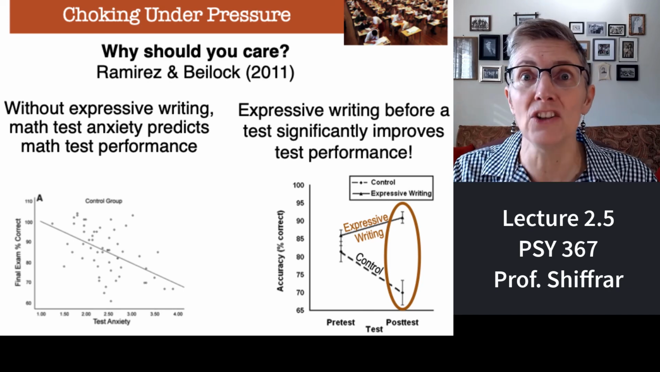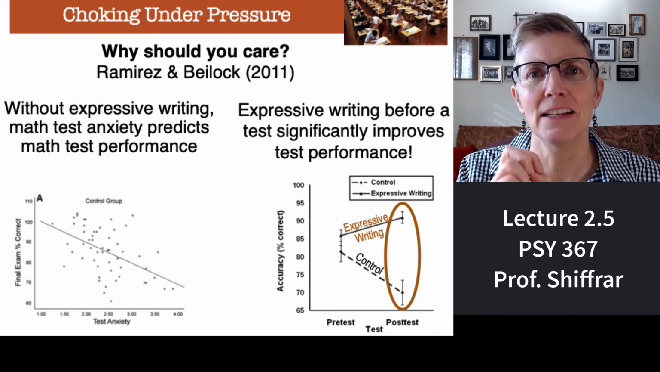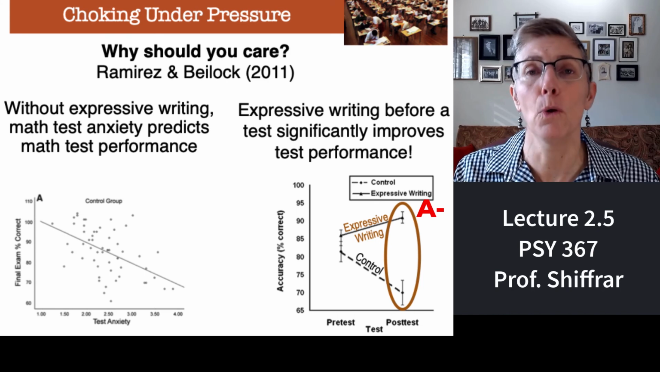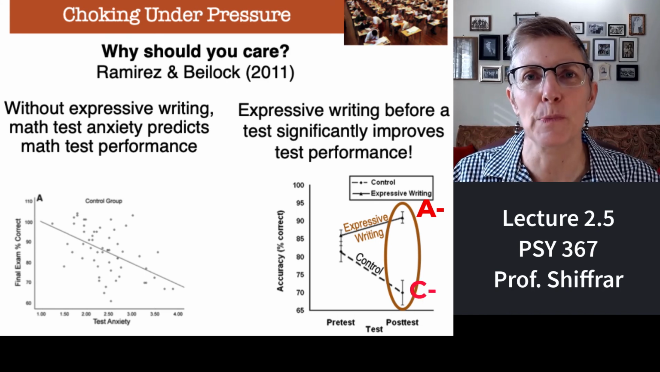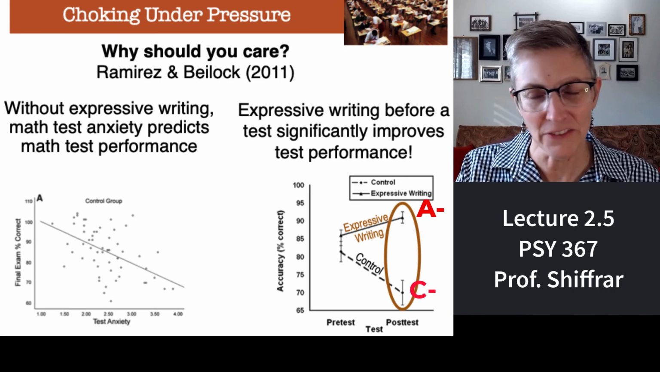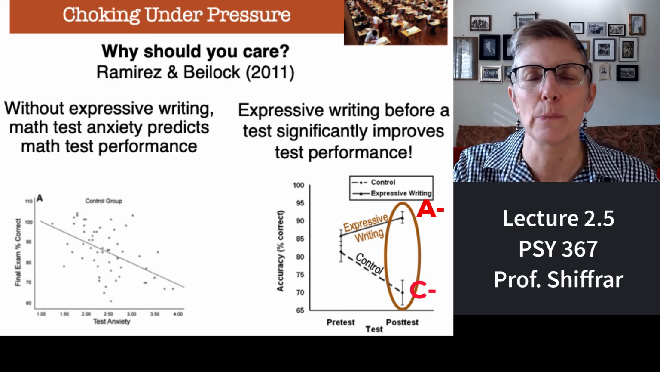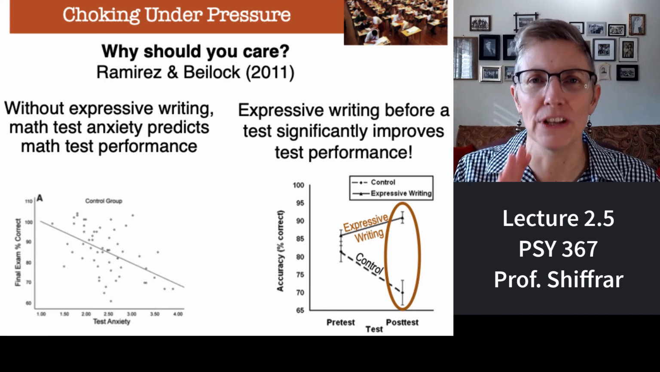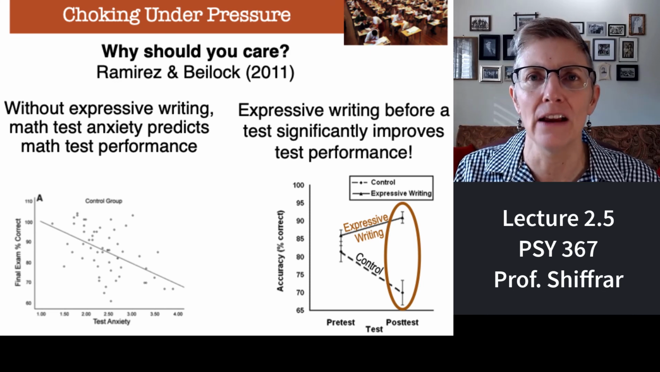Then the real test came. And what happened? The half of the class that did expressive writing performed a full letter grade better, actually even more, than the half of the class that didn't do expressive writing. The half of the class that didn't do expressive writing, their anxiety got to them and their performance dropped. Choking under pressure, we have a solution thanks to cognitive psychology. You don't have to choke under pressure ever again.